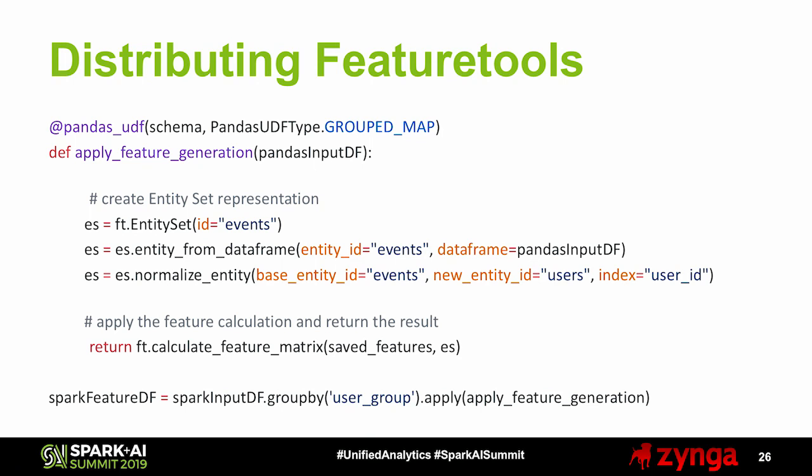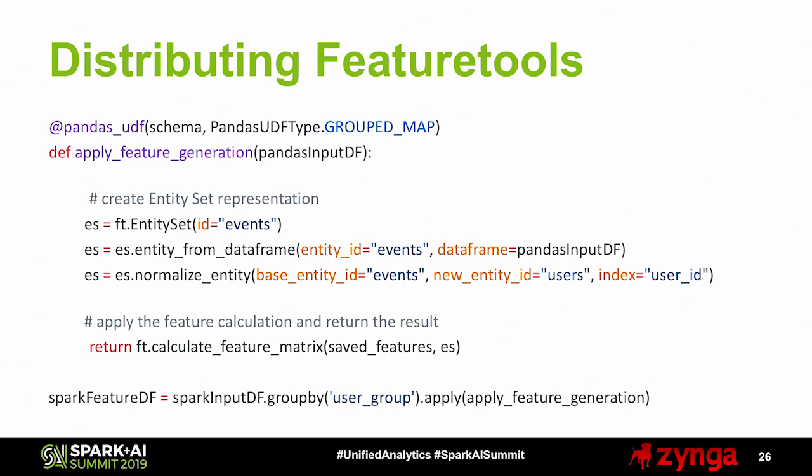So the key thing to call out here is we have at the bottom a user group where we bucket users into, say, thousands of different buckets. That allows us to take the billions of records we have and split it up into something that fits into memory. We then call the apply feature generation step, which takes a pandas input data frame, and at the end really calls calculate feature metrics, which basically applies our feature transformation from before.